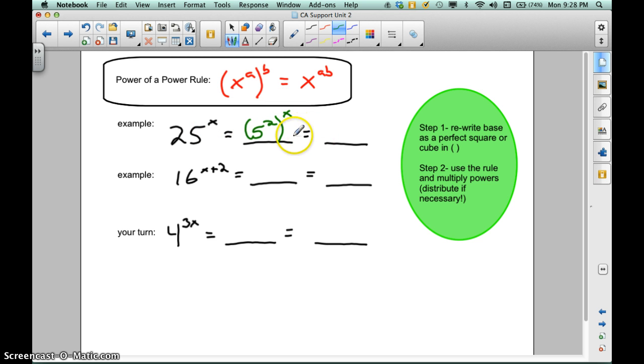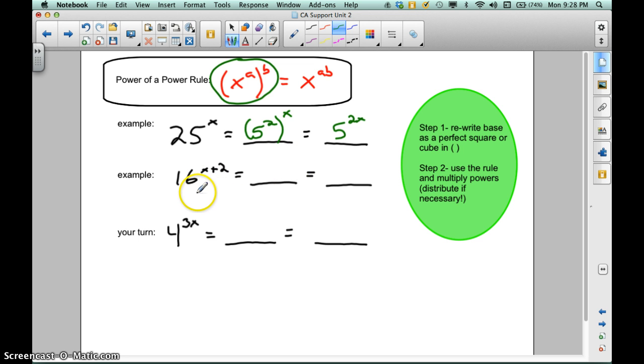Okay, so now I have something that looks like this. And what does the rule tell you to do with the exponents? Well, it tells you to multiply them. So we're going to use the rule to multiply the powers, and we'll distribute if necessary. Well, here 2 times x is just 2x. There's no distributing necessary there, so we're done. Let's do one example that requires some distributing so you see what I mean.